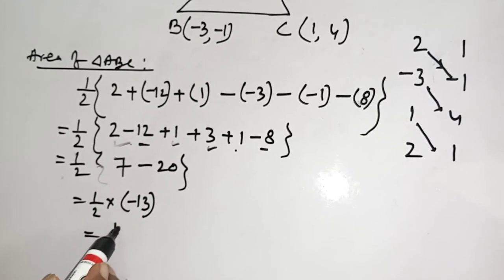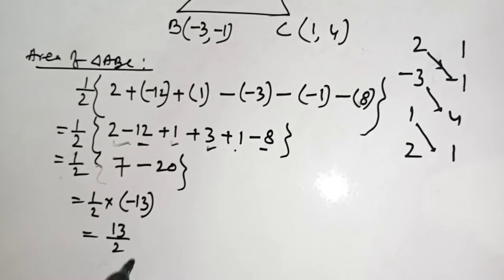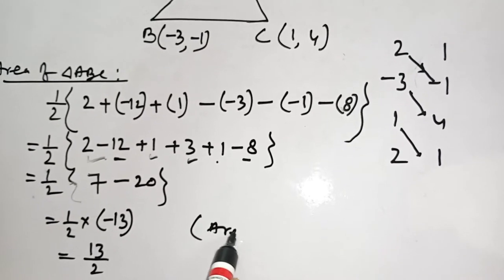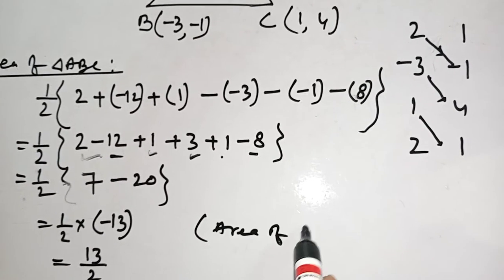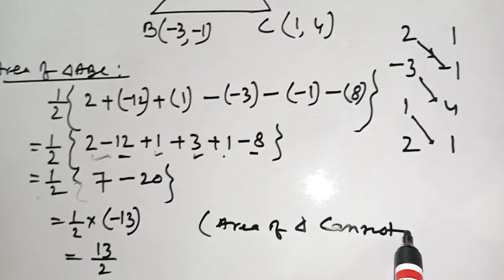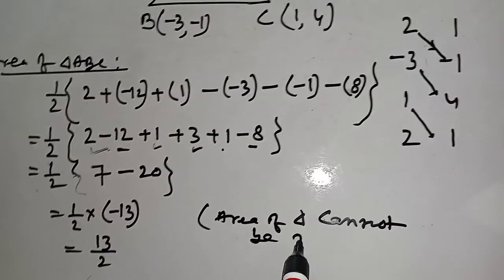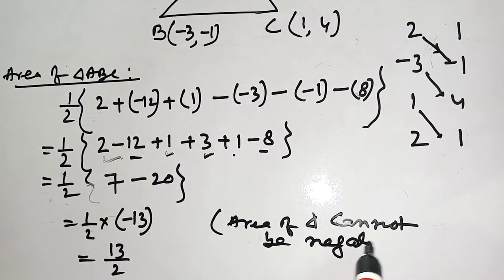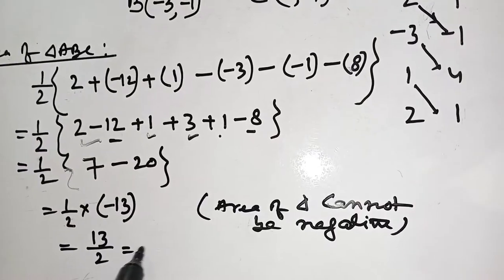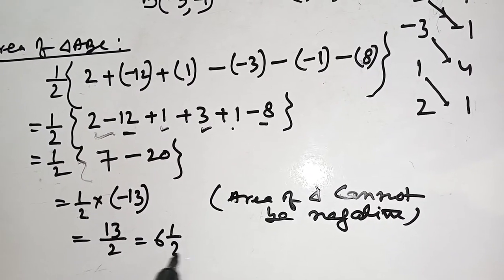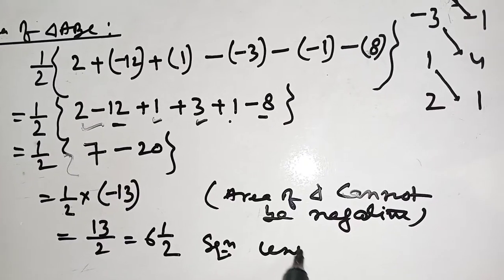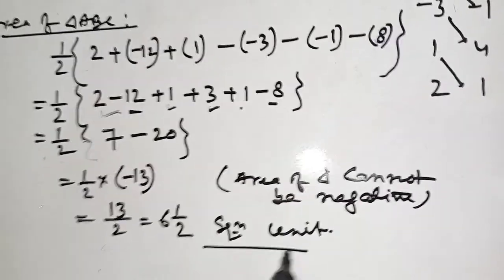That means 13 by 2. Area of triangle cannot be negative. That means this is equal to 6 and 1 by 2 square unit. This is the answer.